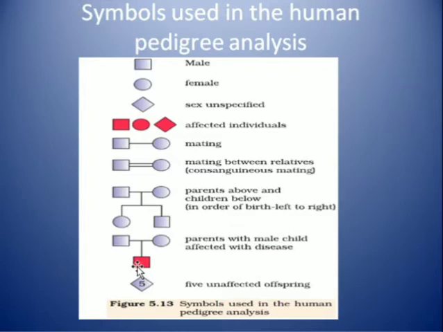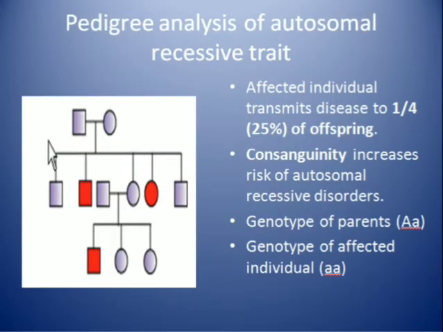If affected, for example, in here the male child is affected, and this symbol with 5 written means 5 unaffected offspring. So these are the symbols that are used for pedigree analysis. So let us look into some of the pedigrees. First, let us look at the case of a trait which is inherited, which is autosomal and recessive.